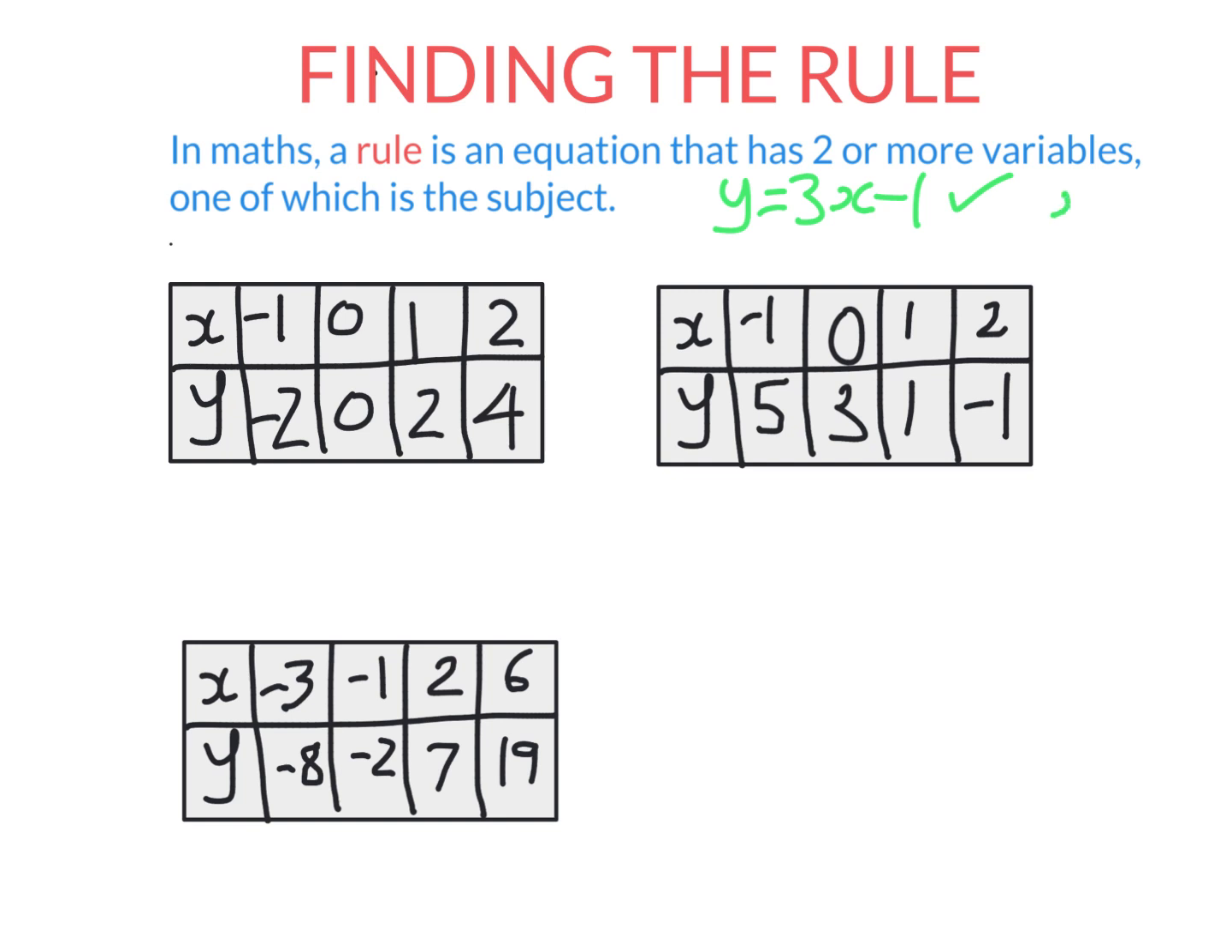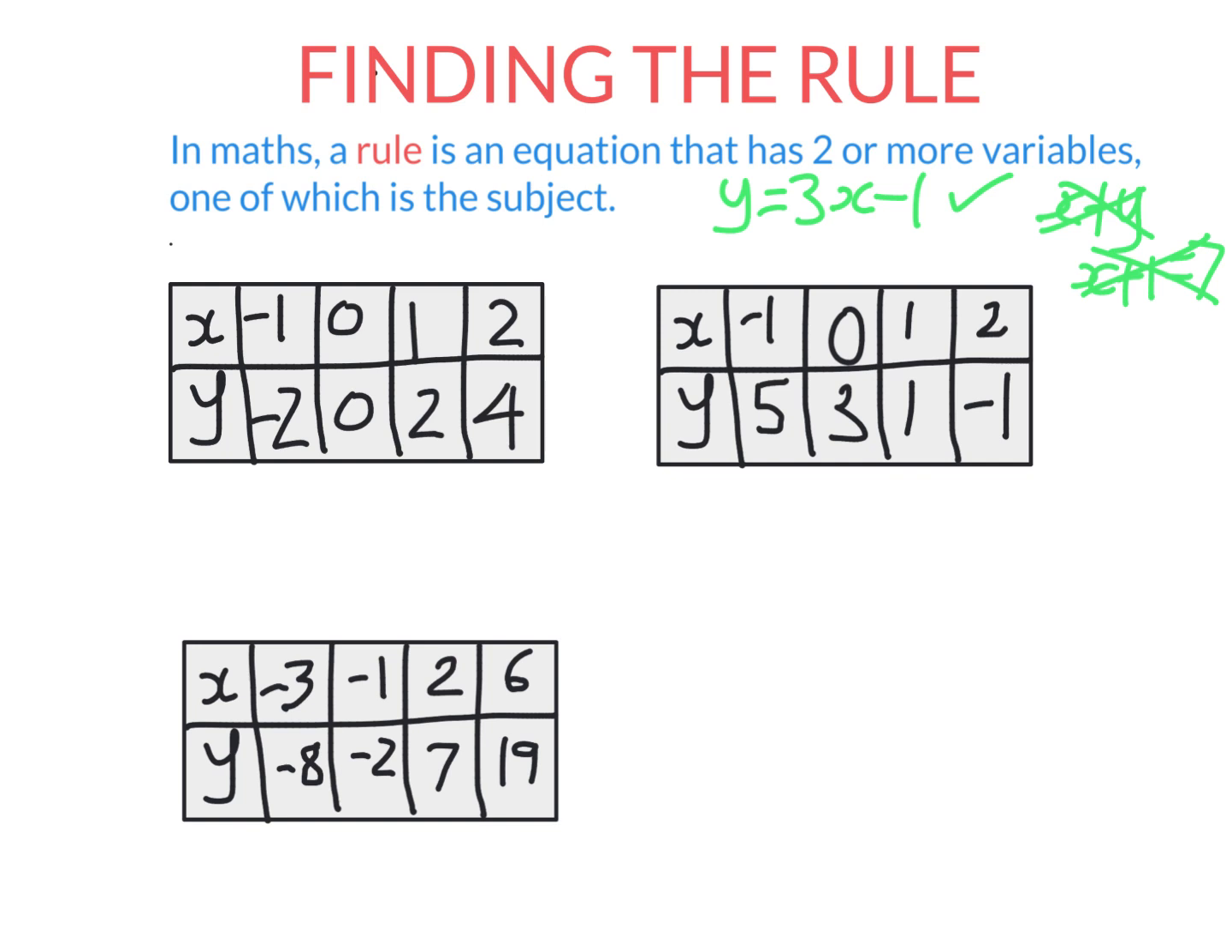So something like x plus y is not a rule because it's not an equation. There's no equal sign. So we have two variables, but no equal sign. Similarly, an equation like x plus 1 equals 7 is not a rule. Why is that? It only has one variable. A rule needs to have two variables, one of which is the subject of the equation. It needs to be an equation.